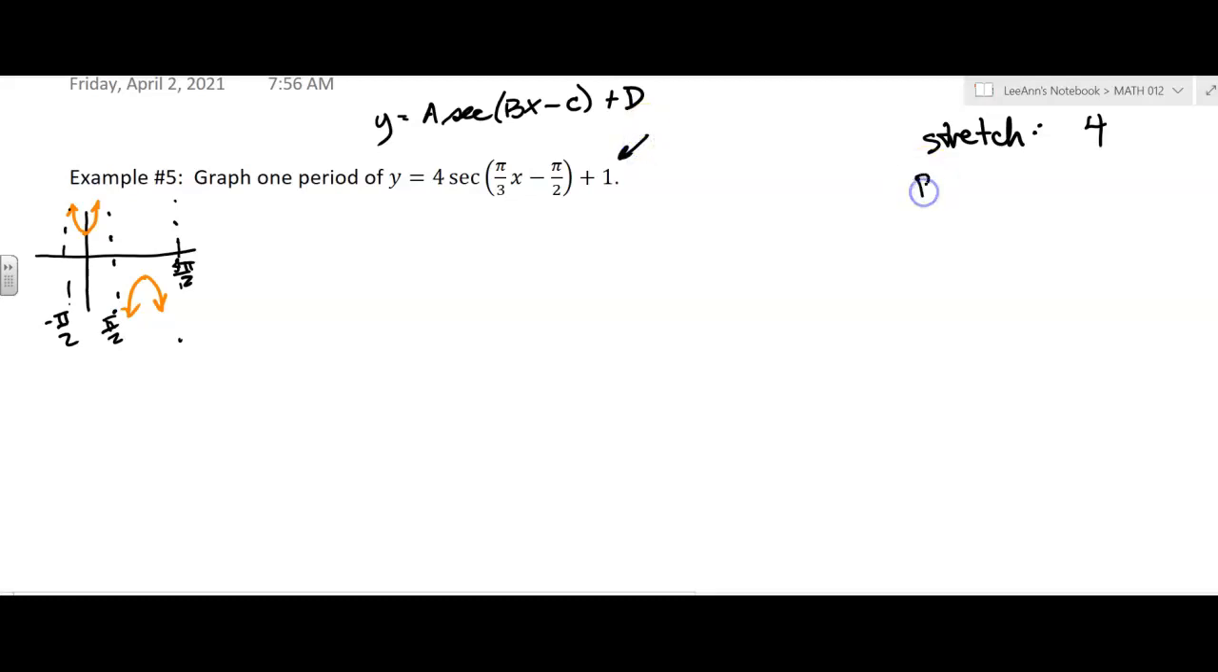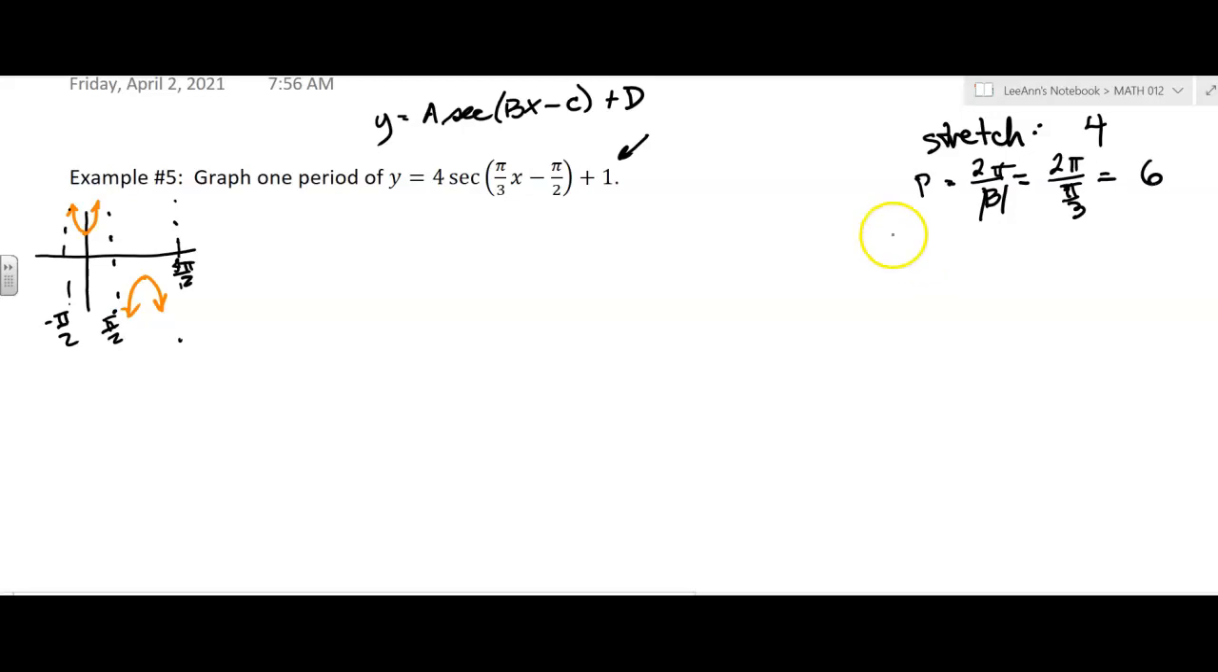The period is going to be 2 pi over b. In our case, that's 2 pi over pi over 3. If I invert and multiply, I get 6, right? So let's keep that in mind. That's kind of a big number, but that's okay.